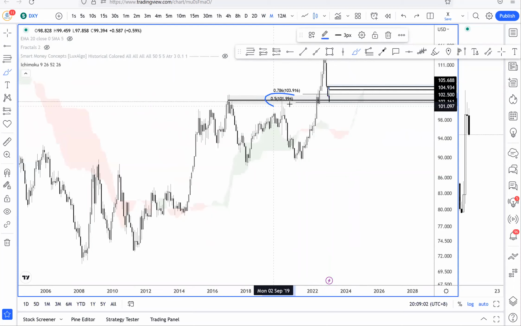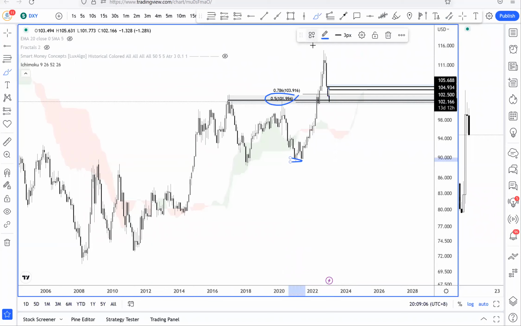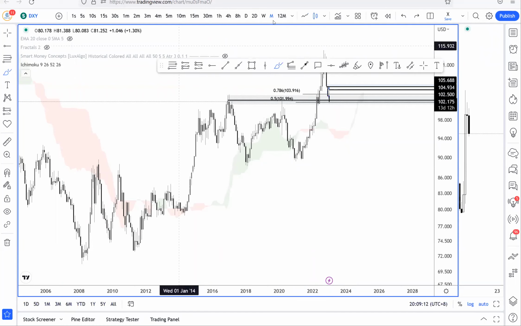In line with this, we also did a Fibonacci retracement of the move, taking the low here and the high over here. And we found that there's a 50% Fibonacci retracement in line with this area. So this is on the bigger picture.